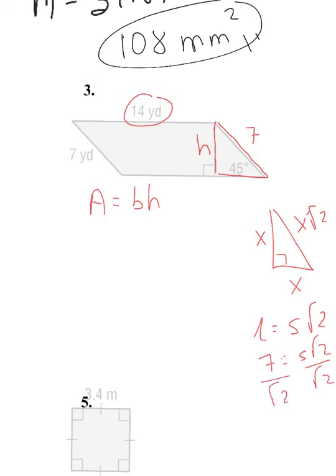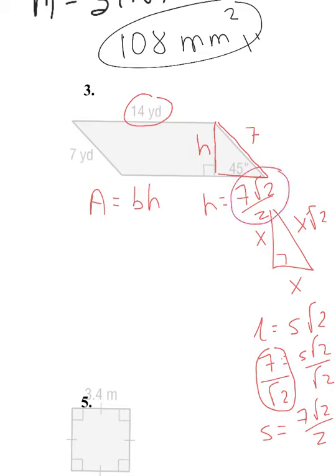Okay, so this is your shorter side. If you rationalize the denominator, multiply by radical 2 over radical 2, s will be equal to 7 radical 2 over 2. So the height is equal to 7 radical 2 over 2. This is the height of the parallelogram.